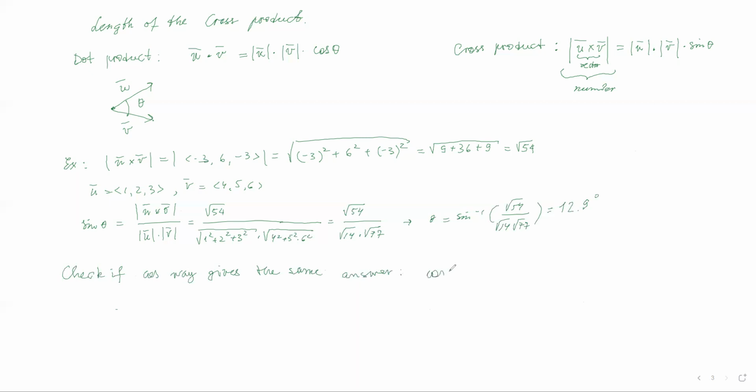Okay, cosine is going to be what? The dot product of u and v divided by the length of u and the length of v. We already know the dot product between these two vectors. It was 32, but we can multiply it one more time. It's 1 times 4 plus 2 times 5, sorry, 2 times 5.